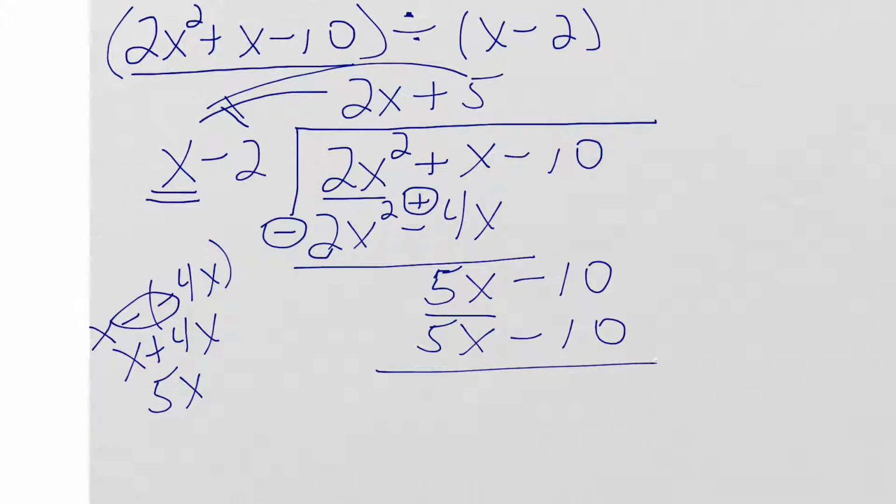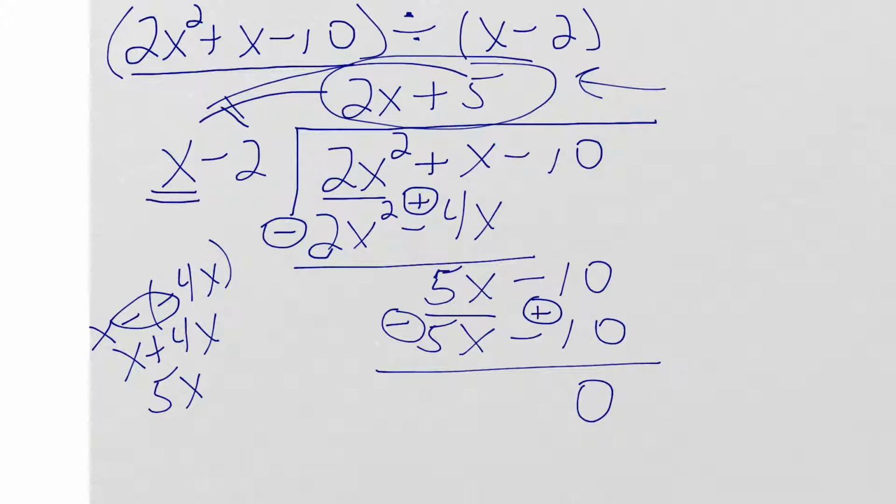And then remember, we're subtracting again, so we're going to change signs and add. Make this into a negative, make this into a positive. Only change the signs on the bottom row. And both of these columns actually cancel. The 5 and the negative 5, the negative 10 and the 10 cancel, leaving 0. Which means you ended up with a nice 0 remainder, and your final answer is 2x plus 5.